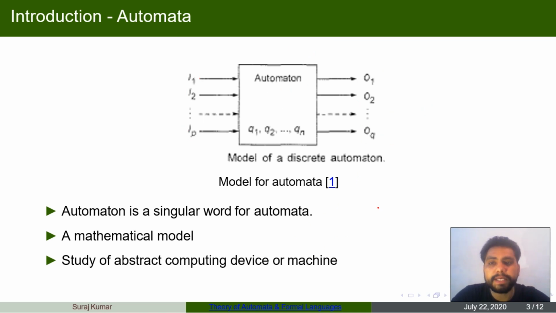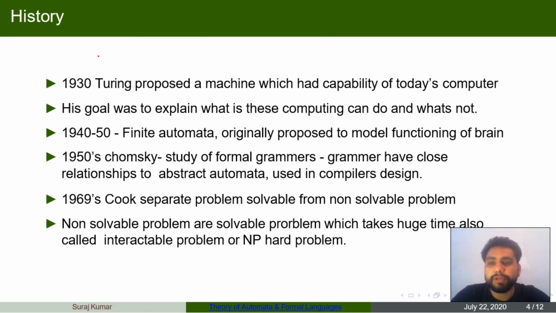So let's begin with the history. The automata story started back in 1930 with the studies of Alan Turing. Alan Turing was a computer scientist. He proposed a machine which has the capability of today's computer. What today's computer can do, that machine can do. He named that machine the Turing machine. So whatever today's computer can do, the Turing machine can perform.